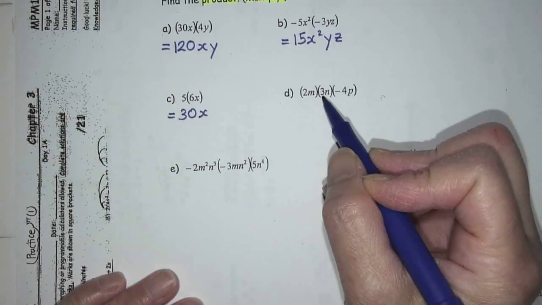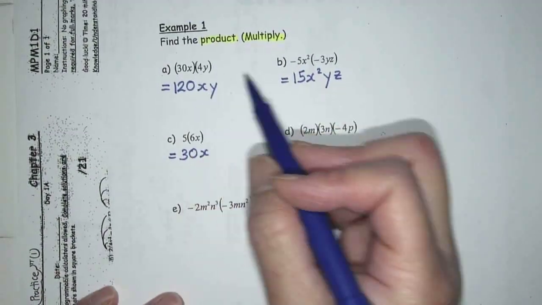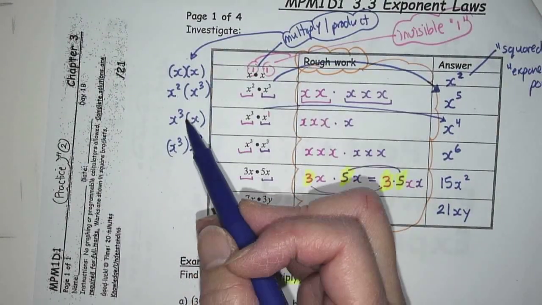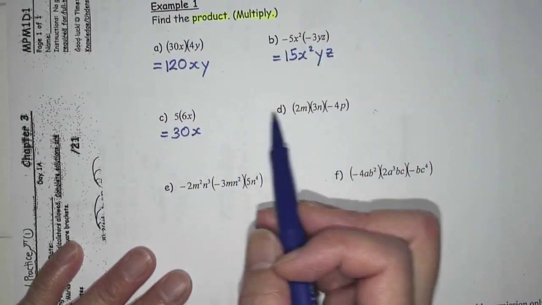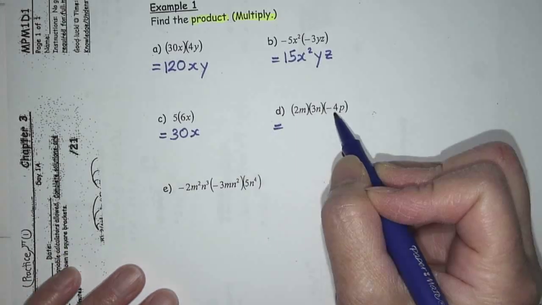Okay, again, let's try it one more time. 2 times m times 3 times n times negative 4p. So remember, all of these mean multiply. So I showed you over here: bracket, bracket, no bracket, one bracket, one no bracket. These all mean multiply. So that means I'm going to multiply, multiply, multiply.